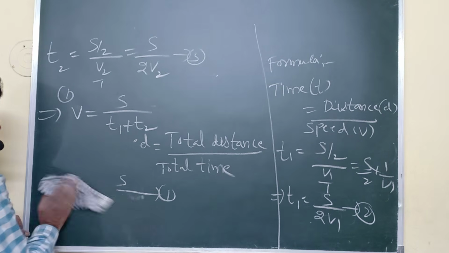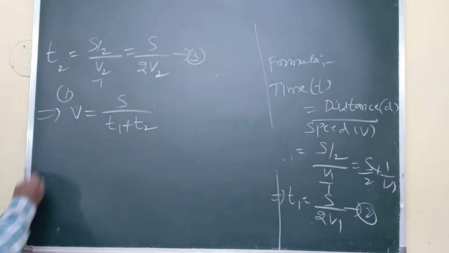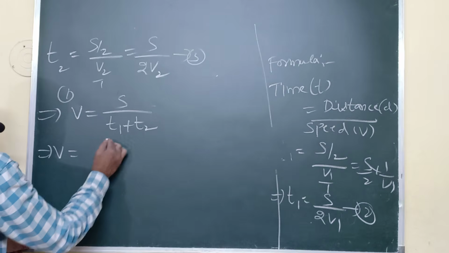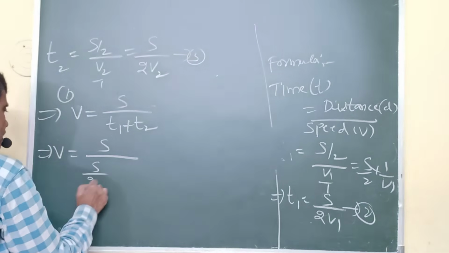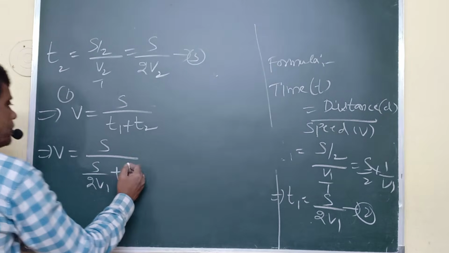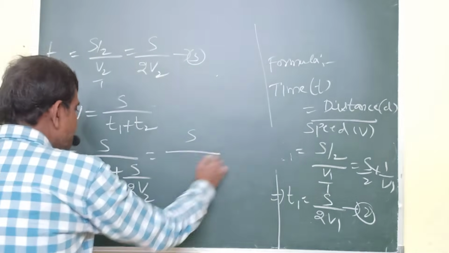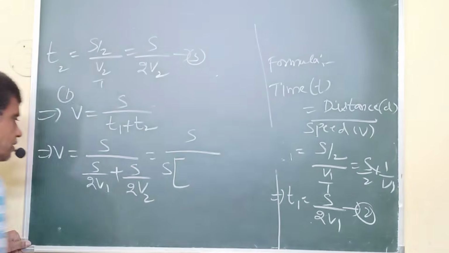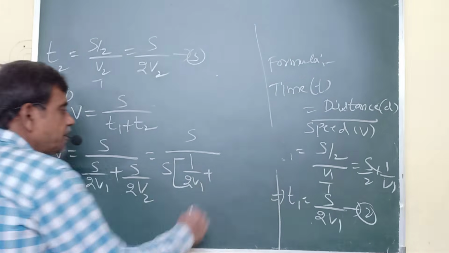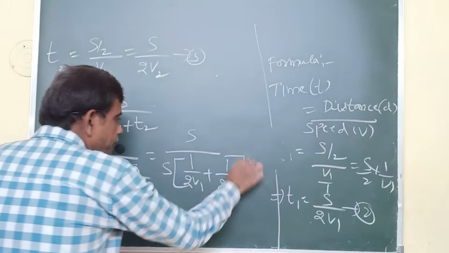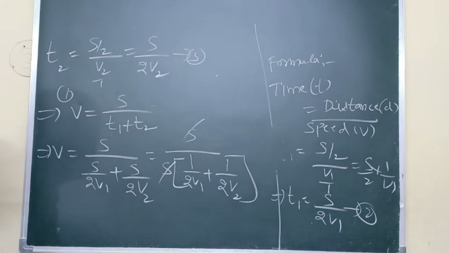Now substitute all the values. This implies V equals S by, what is T1? S by 2V1. What about T2? S by 2V2. That equals S by, here I am taking S common. Now here what I am getting? 1 by 2V1, similarly here 1 by 2V2. S and S cancel.